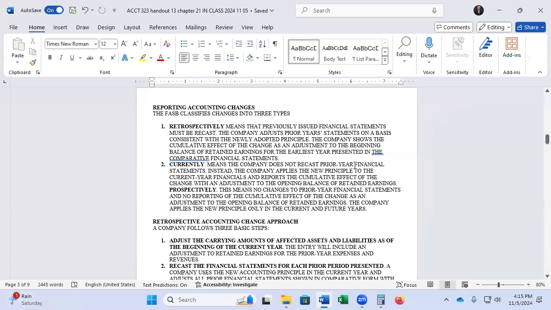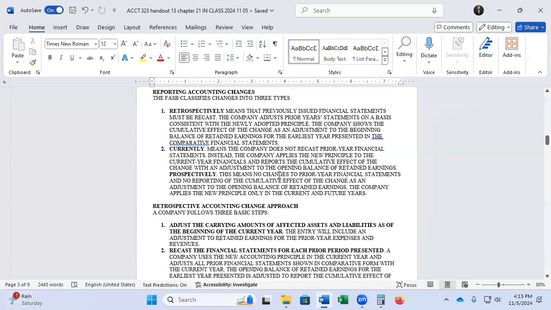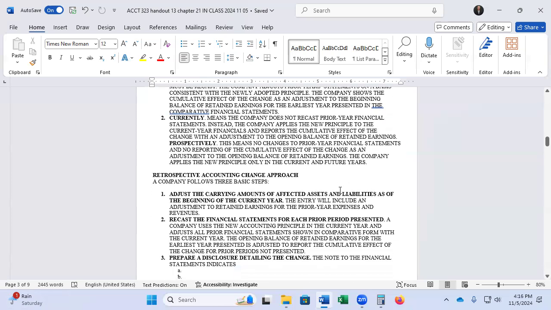Currently means the company does not recast prior year statements. If there was a prior year effect, it is adjusted to the beginning balance of retained earnings. And then prospectively means no changes to prior year, no reporting of the cumulative effect, and we just change to the new principle in the current or future years.